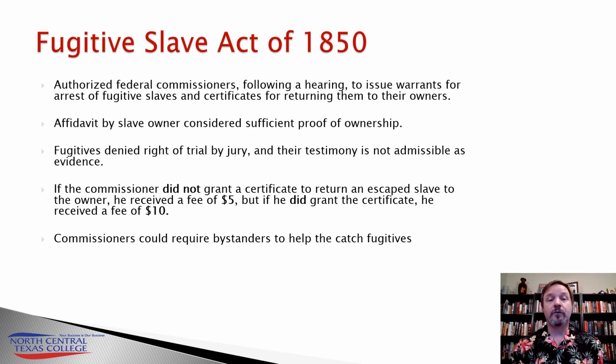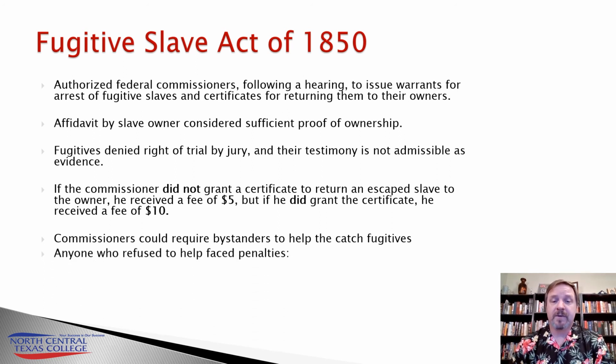The commissioners could require any bystanders to help them catch escaped fugitives, right? They could just deputize them on the spot. Remember, Pennsylvania said, well, it's a federal responsibility, so you don't have to do it. Federal authority, a federal marshal comes in and says, I have now commissioned you as a federal officer. Let's go. You could even go to prominent abolitionists and have them do it as well.